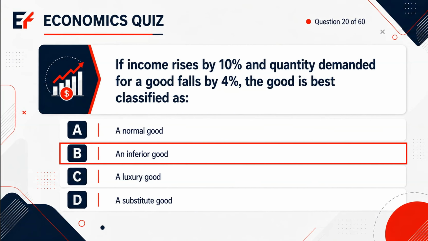Option C is not correct because a luxury good is a type of normal good with demand that rises more than proportionately with income. Option D is unrelated here because substitutes are classified by cross-elasticity, not by how demand responds to income. The key idea is simple. If higher income reduces demand, the good is inferior.